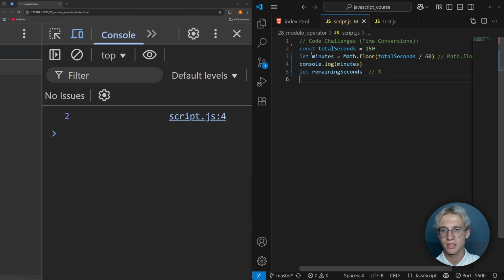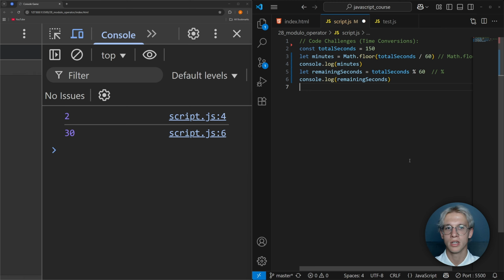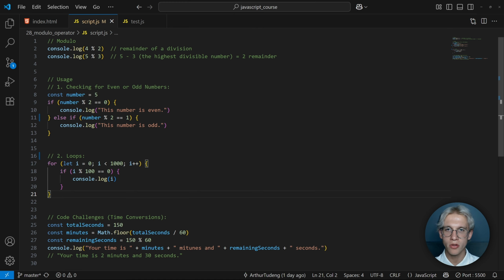The remaining seconds are the remainder, which is what the modulo operator returns. So now we have converted 150 seconds into 2 minutes and 30 seconds. I hope that now you understand what the modulo operator does and how to use it in JavaScript.